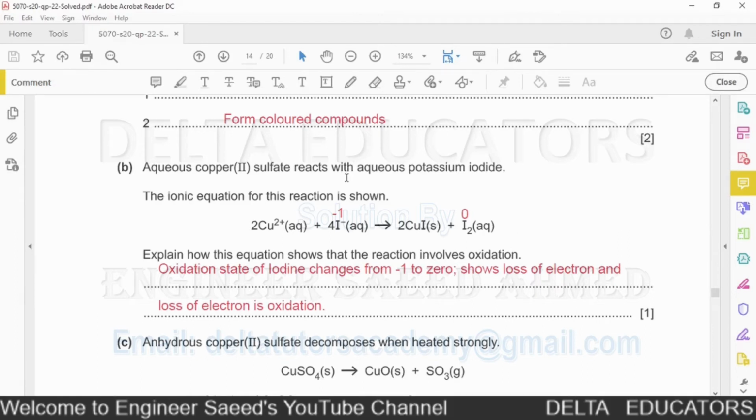Here before the reaction for iodide ion the oxidation state is -1. After the reaction for this iodine the oxidation state is 0. So here oxidation state of iodine is changing from -1 to 0, means here iodine is losing electron. Since iodide ion is losing electron, we can say iodide ion is oxidized. So what we have to write here? Oxidation state of iodine changes from -1 to 0, shows loss of electron and loss of electron is called oxidation.